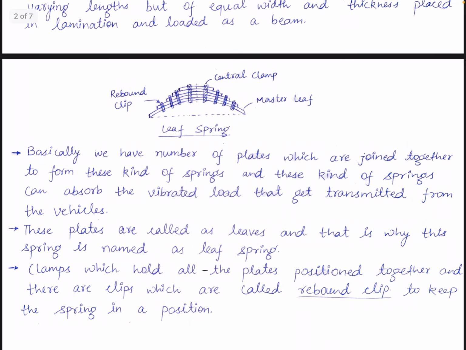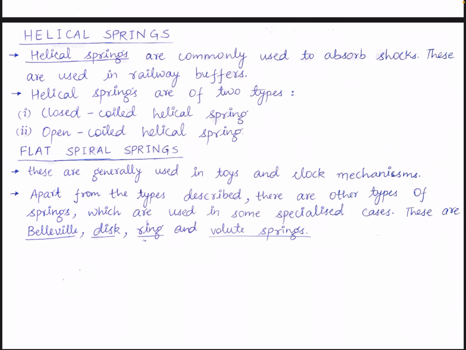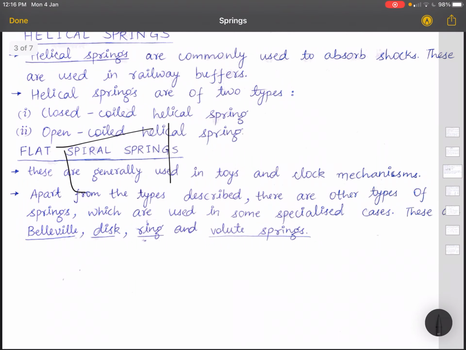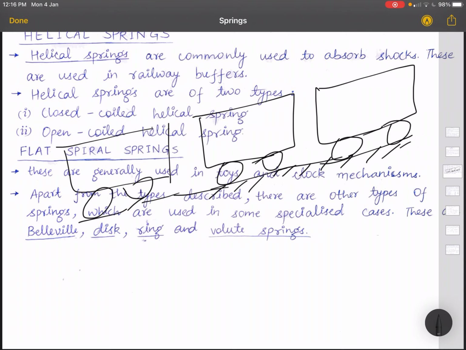Clamps hold all plates positioned together, and there are clips called rebound clips to keep the spring in position. Next one is the helical spring. What is a helical spring? Helical springs are commonly used to absorb shocks. These are used in railway buffers. This also I guess you have seen. This is one bogie, here a second bogie, and here a third bogie. These are the bogies of a train. Here you might have seen that this kind of spring is there.